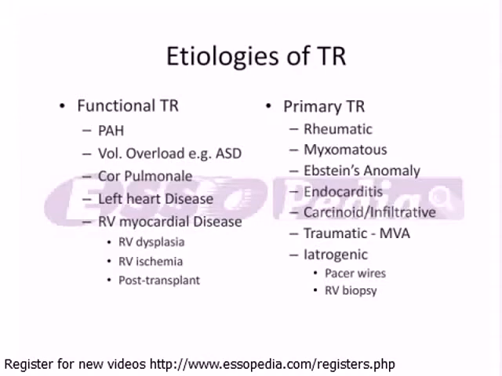There are many etiologies of tricuspid regurgitation, and it is broadly divided, just as on the left side, into functional tricuspid regurgitation or primary tricuspid regurgitation. Functional is usually related to pathology of the right ventricle and is seen in PAH or volume overload, such as with shunts and cor pulmonale, significant left heart disease, or right ventricular myocardial disease. Whereas primary tricuspid regurgitation is often rheumatic, myxomatous, can be seen with Ebstein's anomaly, endocarditis, carcinoid or infiltrative diseases, traumatic such as in motor vehicle accident, and iatrogenic related to pacemaker wires or RV biopsy.